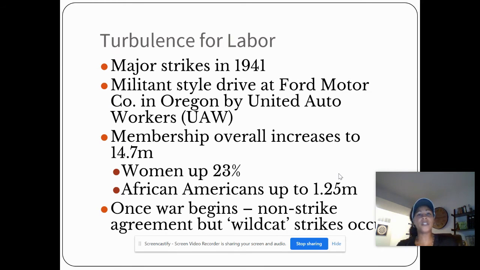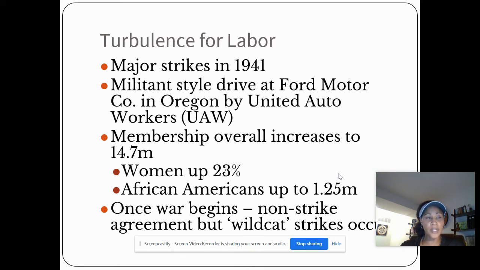Let's see here. Turbulence of labor. You have major strikes going on. Militant style drive. Ford Motor Company in Oregon by United Auto Workers. And you can take a look at that on your own. There's just different things that, even while the war is going on, it doesn't mean that people are not having issues in America.